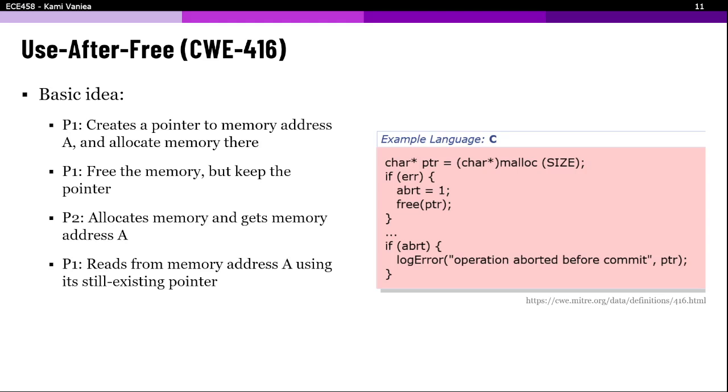So process 2 goes, there's some free memory. I think I will grab that and associate it with a pointer. And then what happens down here in this last line? If abort, which is now 1, log error, operation aborted before commit pointer. What are we pointing at now? Are we pointing at process 1's stuff or process 2's stuff? 2. So if process 2 has gone and written some data in there, we're now reading it out.